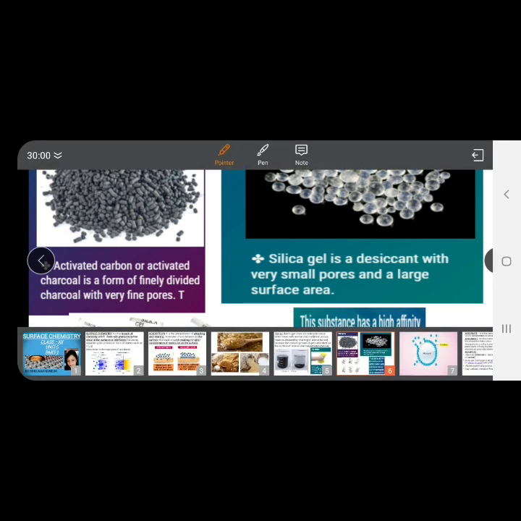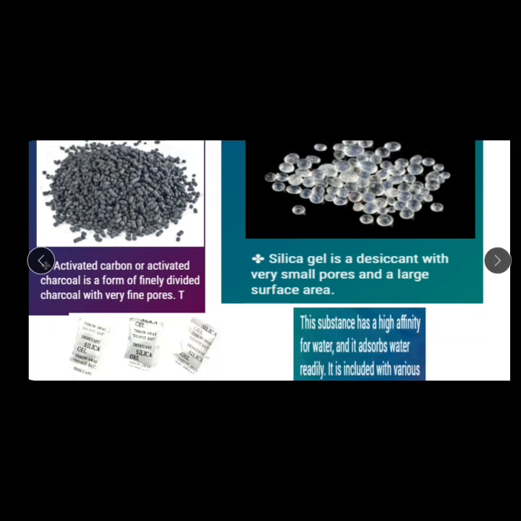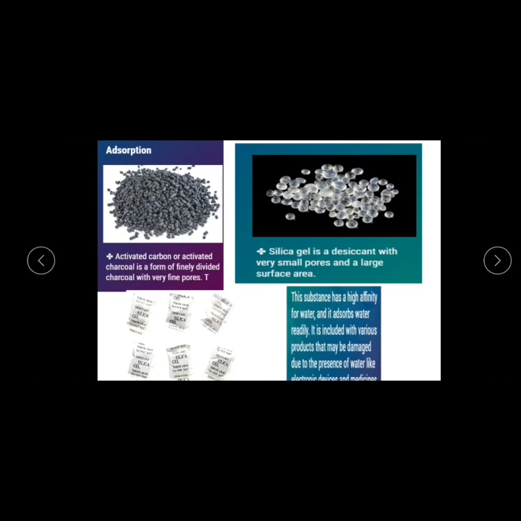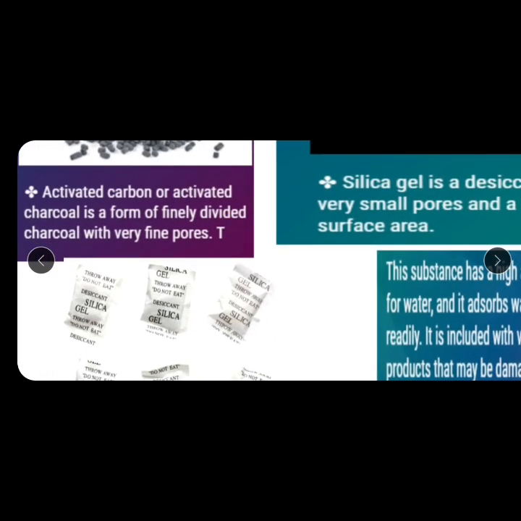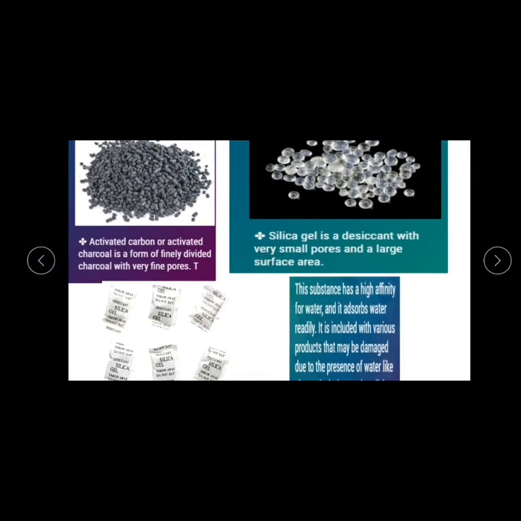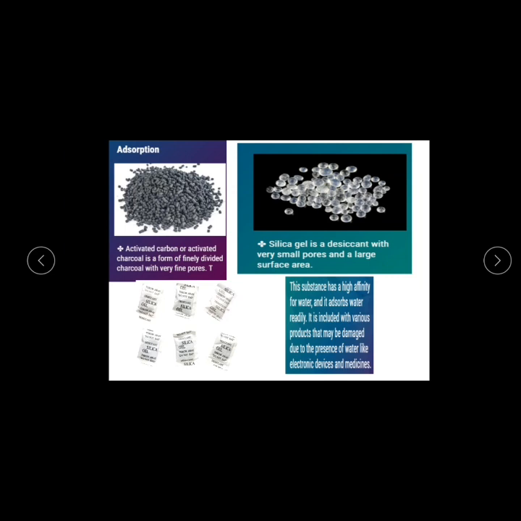Here we have silica gel which is a very good desiccant or dehydrant, and you might have seen the silica gel pouches which are kept in newly purchased water bottles, flasks, medicines or in electronic items. This is to adsorb the moisture and keep it dehydrated.